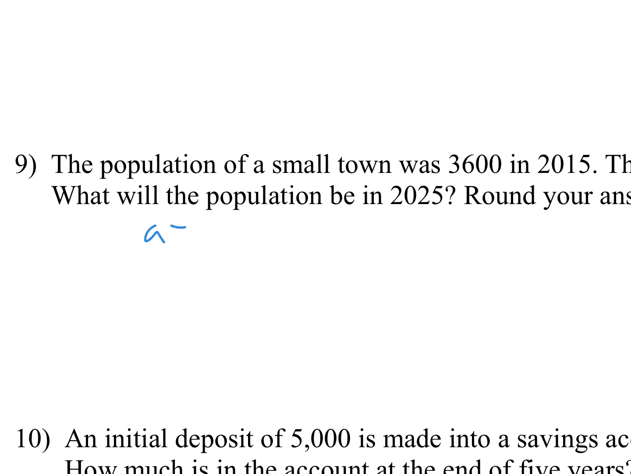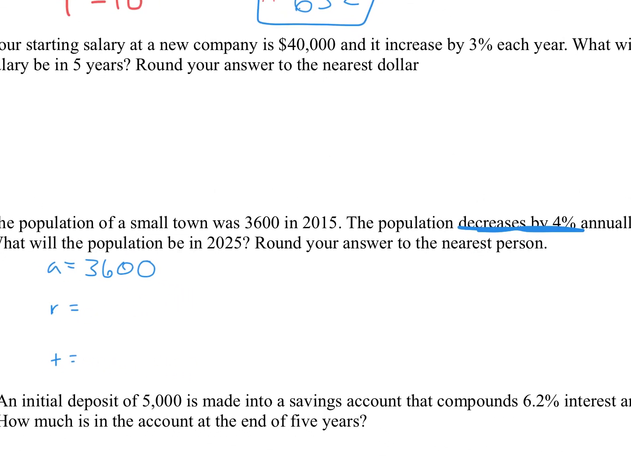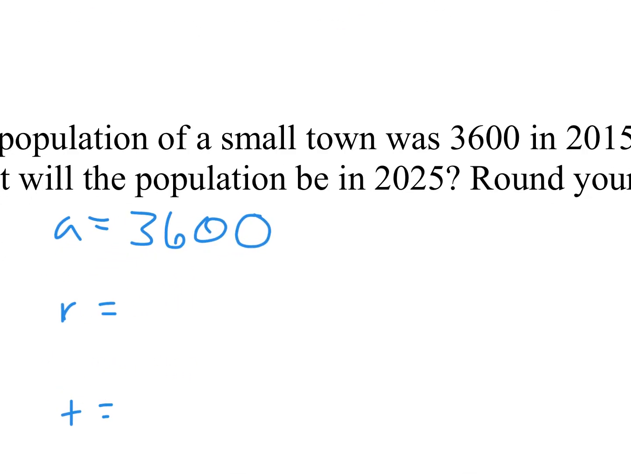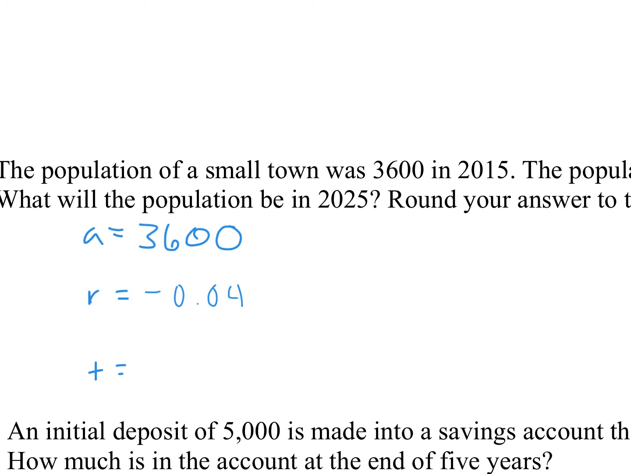So we need to find our starting amount, our rate, and our time. How many people do we start with? 3,600. What's our rate? 0.04, but it says decreases, so it'll be negative 0.04. And then what's our time? 10. It doesn't tell us 10 years, but it says we go from 2015 to 2025, so 10 years.